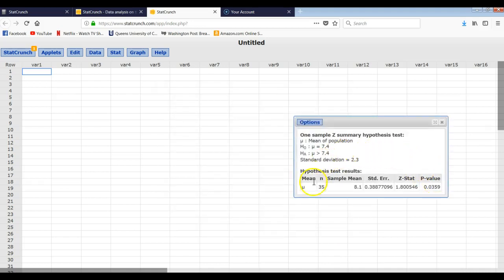And that'll give you all of this. The nice thing about StatCrunch is that it actually states the hypotheses for you once you type them in, so you can just copy and paste those.